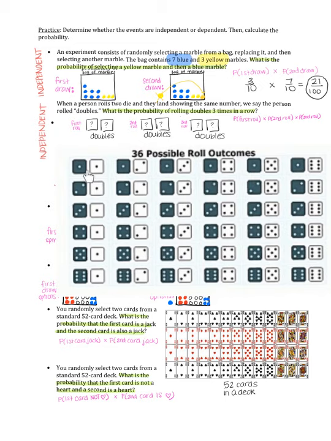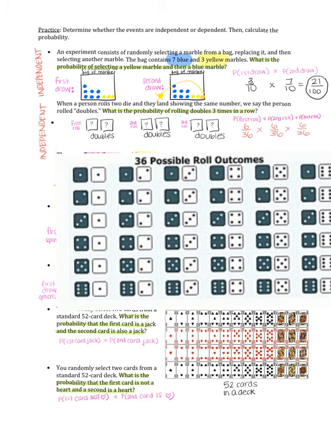Notice I can roll double ones, double twos, double threes, double fours, double fives, or double sixes. There are 6 total ways to roll doubles out of 36 possible roll outcomes. Therefore, the probability of rolling doubles the first time would be 6 out of 36. The probability of rolling doubles the second time would be 6 out of 36. And same with the third time because they're independent events. To make multiplication easier, I'm going to reduce 6 over 36 to be 1/6.